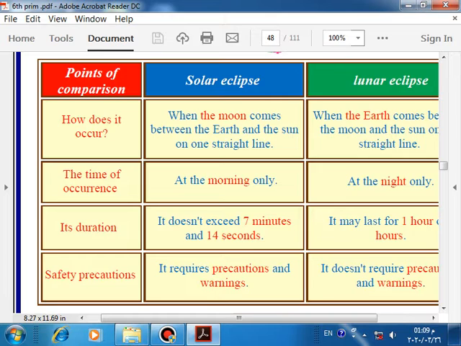The solar eclipse precaution: it requires special glasses to observe it, as the sun emits harmful rays such as UV rays. So we wear special glasses to protect our eyes from it. But the lunar eclipse doesn't require any precautions, as it doesn't harm our eyes.